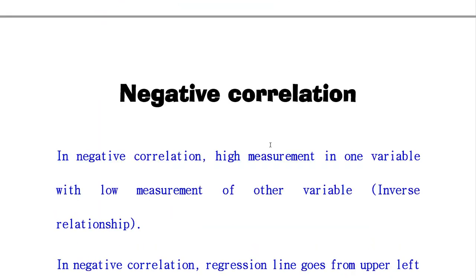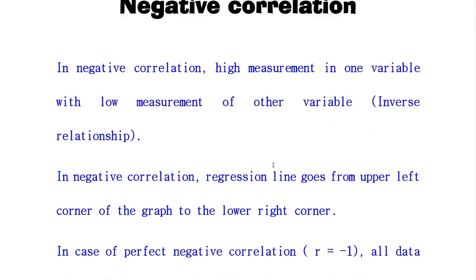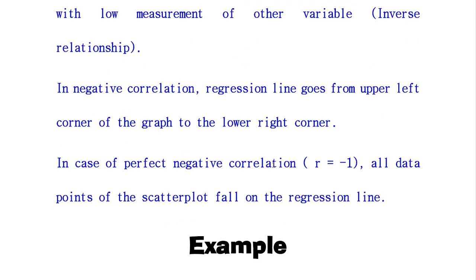Negative correlation. In negative correlation, high measurement in one variable goes with low measurement of the other variable. It is an inverse relationship between the variables. If one variable increases, the other variable will decrease. This is an example of negative correlation. In negative correlation, the regression line goes from the upper left corner to the lower right corner of the graph.